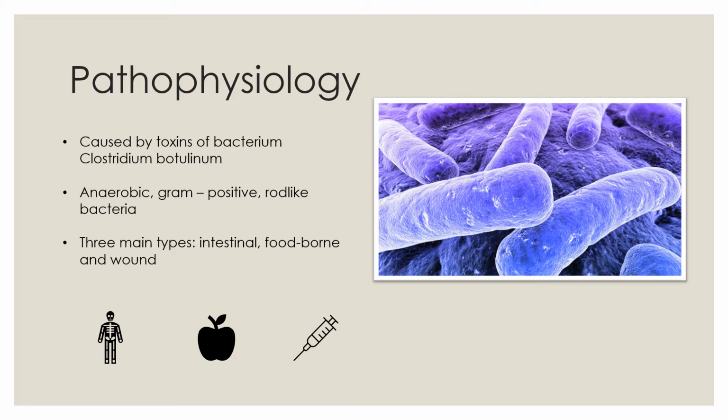There are three main types of botulism: intestinal, foodborne, and wound. Both intestinal and foodborne botulism are caught from eating food containing either the bacteria or the toxins produced by the bacteria. Wound botulism occurs when the Clostridium botulinum enters the blood directly via an open wound or needle stick site.